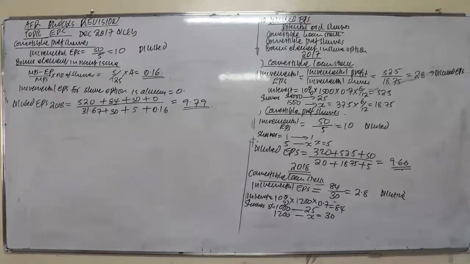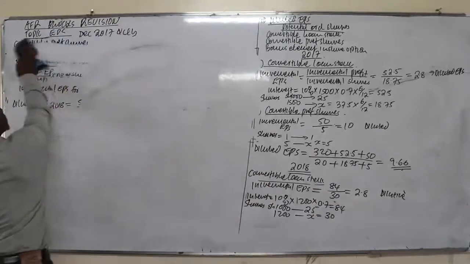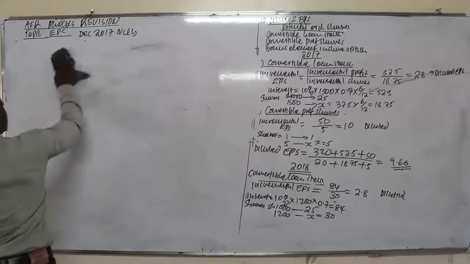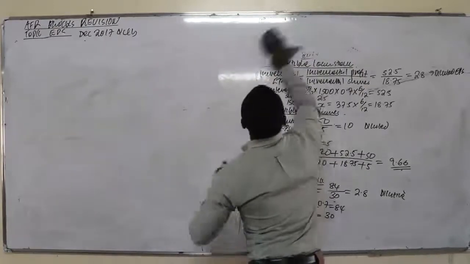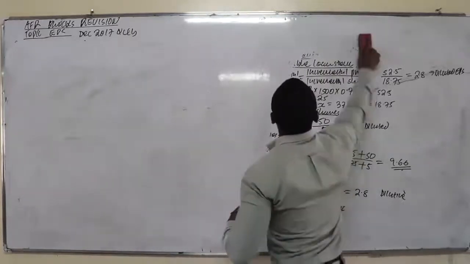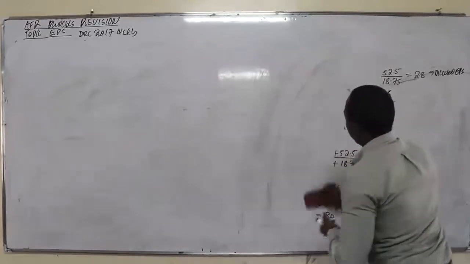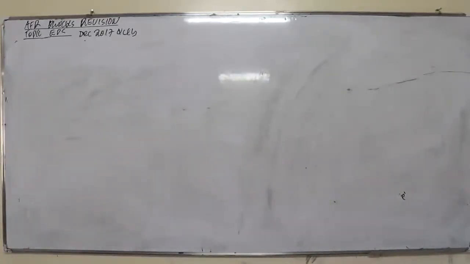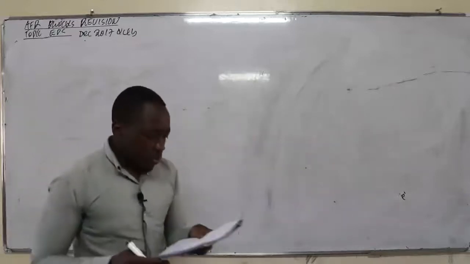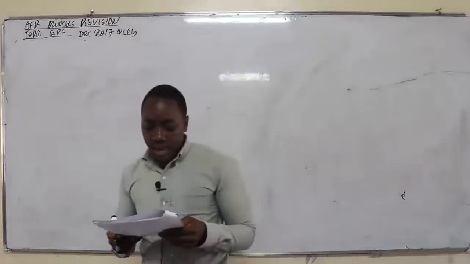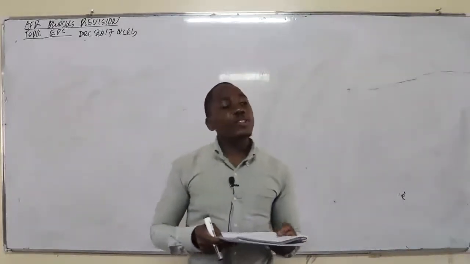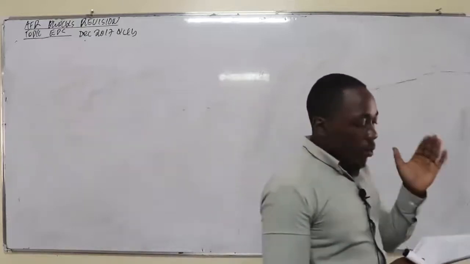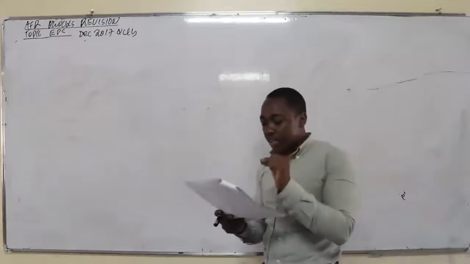So now let's do that. The following information relates to SugarSAF Limited for the year ended 31st May 2016. Now the question is, in case you want to get an EPS, you must know when the year is ending and when the year is starting. If the year ended on 31st May, that means the year started when?